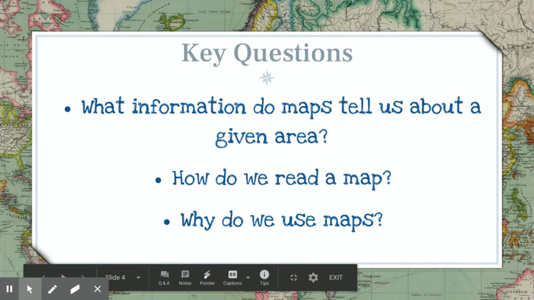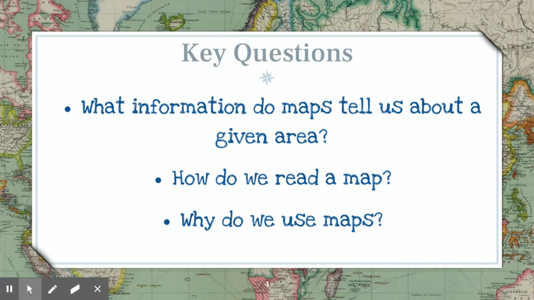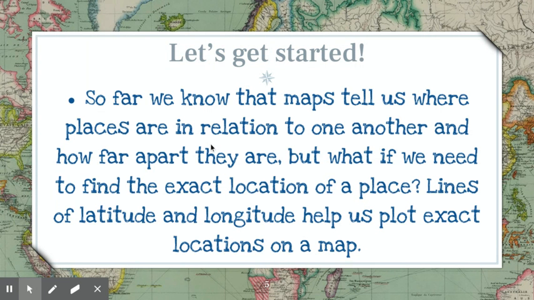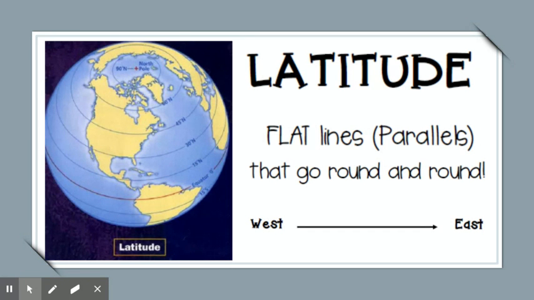Remember, our key questions for this unit are, what information do maps tell us about a given area? How do we read a map, and why do we use maps? So far we know that maps tell us where places are in relation to one another and how far apart they are, like using a map scale. But what if we need to find the exact location of a place? This is where we use lines of latitude and longitude to help us plot exact locations on a map.